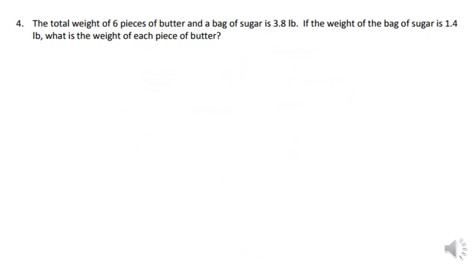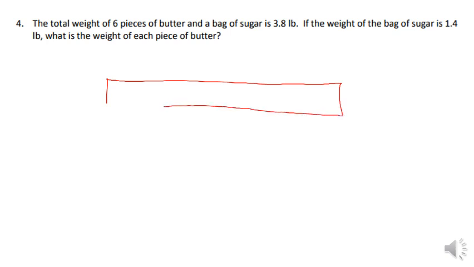Question number 4. The total weight of 6 pieces of butter and a bag of sugar is 3.8 pounds. If the weight of the bag of sugar is 1.4 pounds, what is the weight of each piece of butter? Okay. So once again, I'm going to do my tape diagram so I can make sense of it.